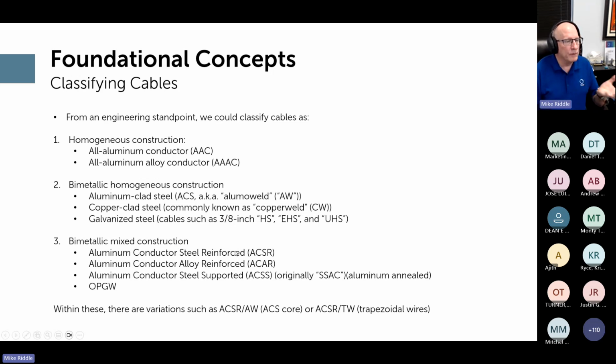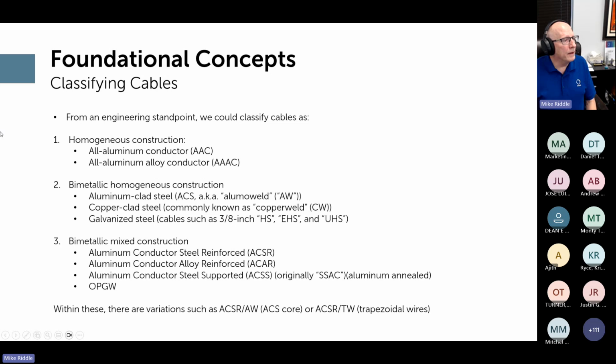So aluminum conductor steel reinforced, ACSR, would be an example of this. The core wires are generally galvanized steel wires, and then what's actually conducting the electricity are aluminum wires that are stranded over top of that steel core. But you've got others besides this. You've got aluminum conductor alloy reinforced, aluminum conductor steel supported, ACSS, previously called SSAC, and OPGW could be considered a bimetallic mixed construction because generally it's got components that are aluminum and then components that are aluminum clad steel wire.